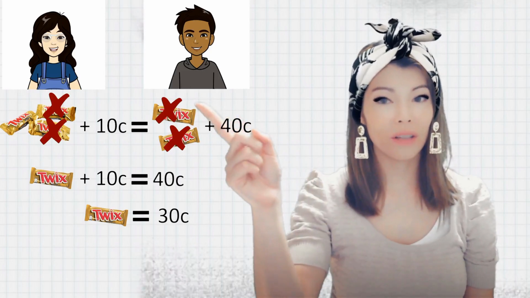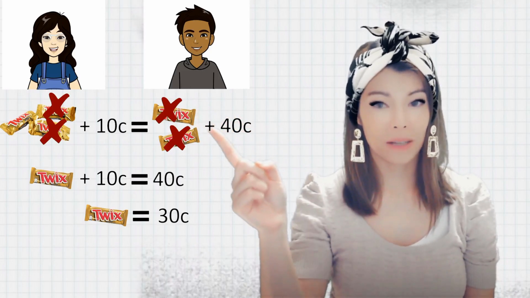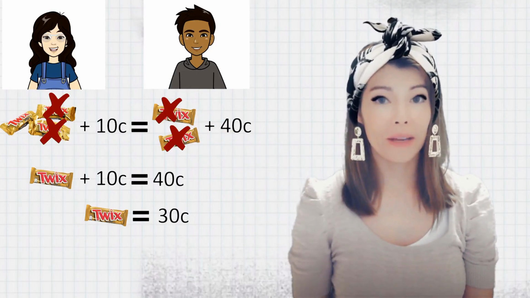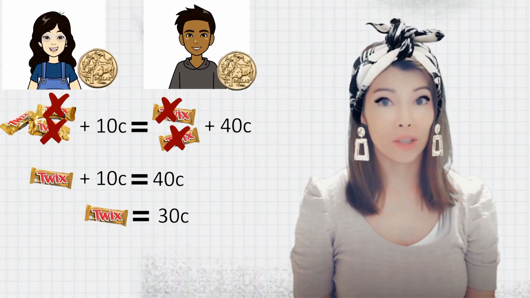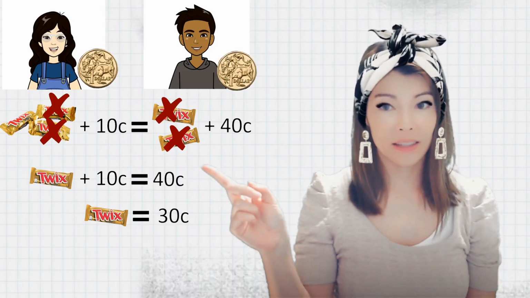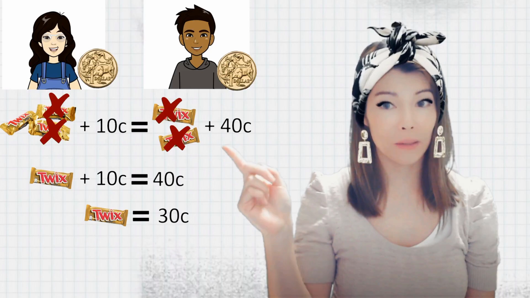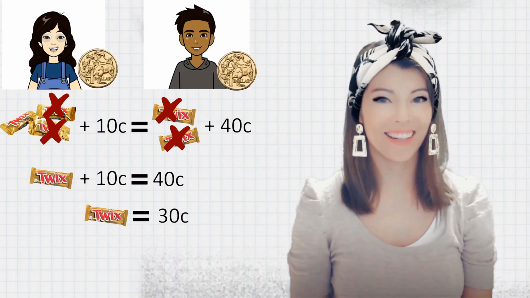Which means, well, we can look at Zap. If each chocolate bar is 30 cents, 30 cents plus 30 cents plus 40 cents means both of them had $1 to start with. Double check with Mia. 30 cents times 3 chocolate bars is 90 cents plus her 10 cents. It's exactly $1.